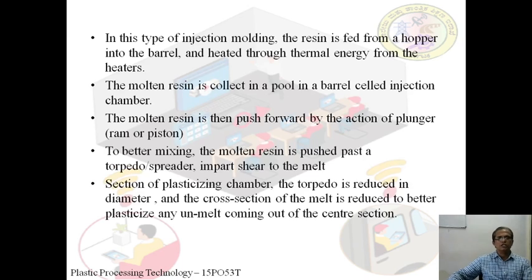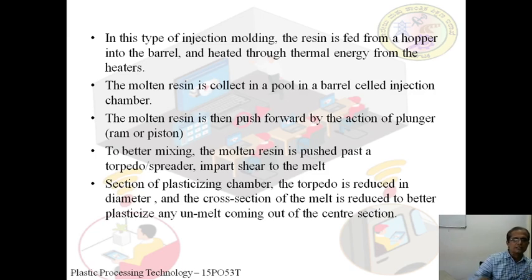Now in injection molding, the resin is fed from a hopper into the barrel and heated through thermal energy. Thermal energy means electrical supply is provided to the band heater. The heater is heated to the desired temperature. Because of that heat, the material is going to melt. The molten resin is collected into a pool in the barrel, at the exit end, so that whenever the mold is closed, you can fill this melted material into the mold. The molten material is pushed by the action of the plunger, that is, the ram type or piston type we call. For better mixing of the molten resin, this pushing action is required.